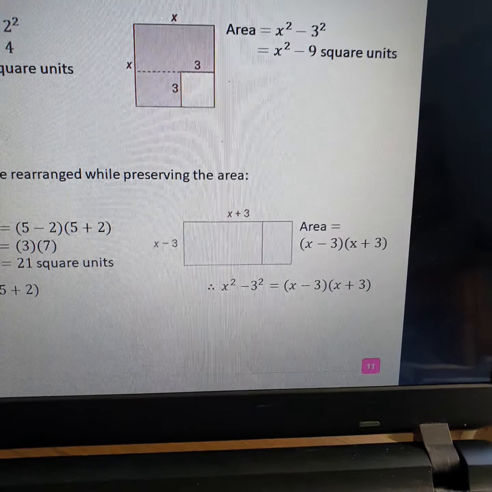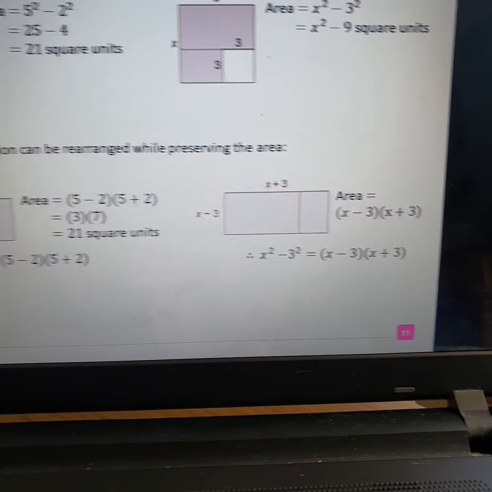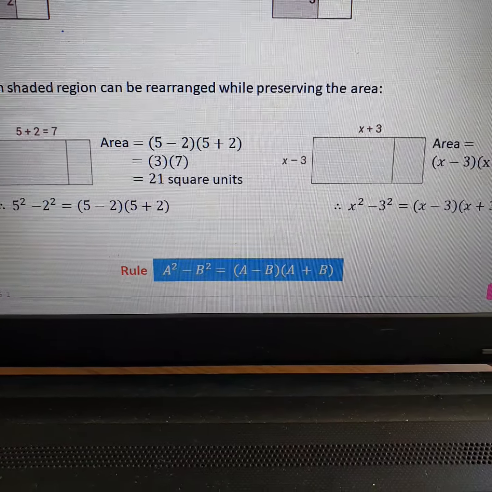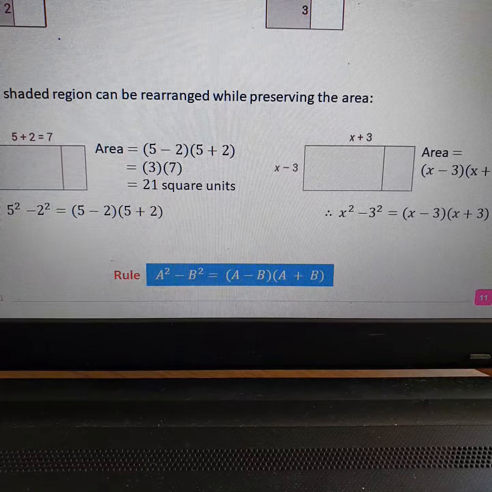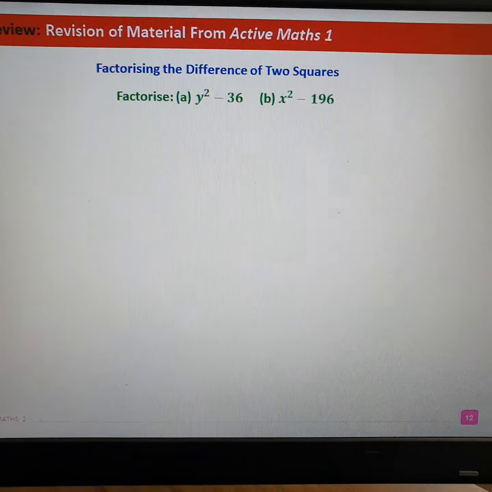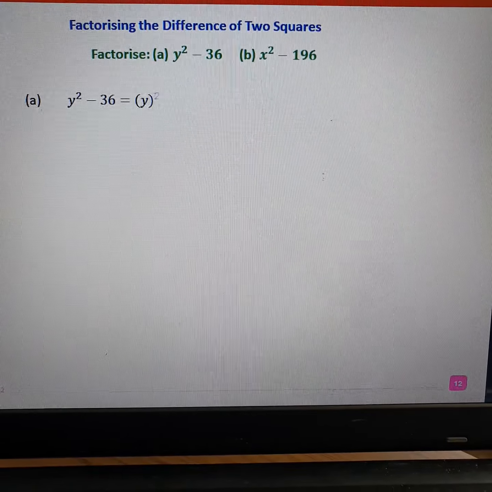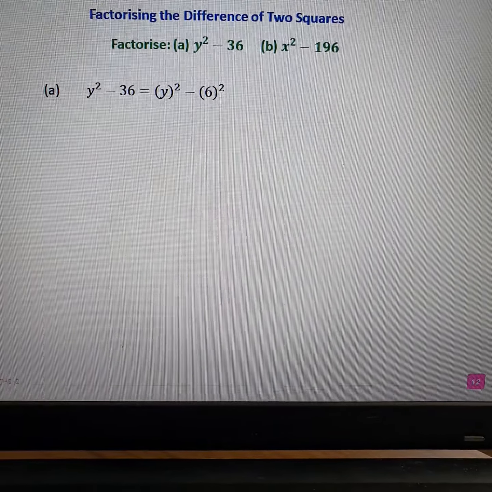And same with over here, x squared minus 3 squared is the same as saying x minus 3 and x plus 3. So the rule that we've come up with is that a squared minus b squared is equal to a minus b times a plus b, right? And there's an example of 2 here, right? So factorize y squared minus 36. Now I think I have a few more examples that I have done in the copy here that I'm going to go through as well. So how do we set it up, right? So first of all, we say that y squared is the same as saying y all in brackets we squared.